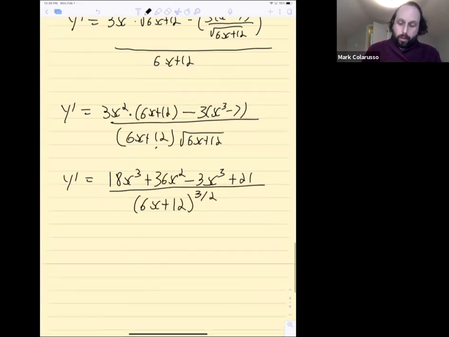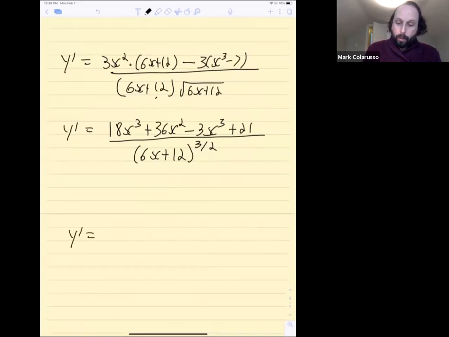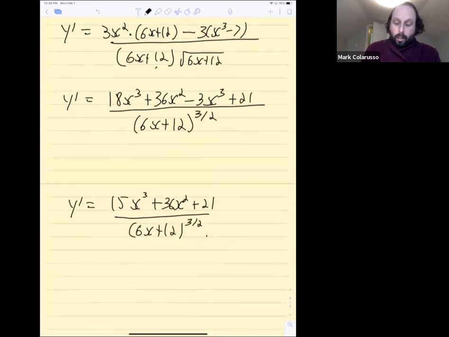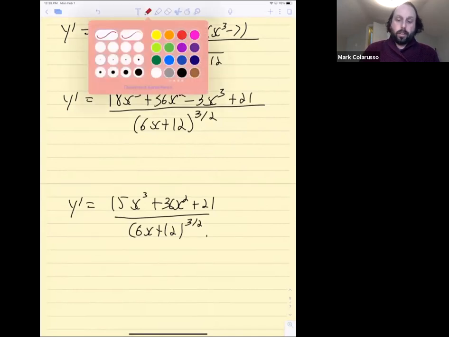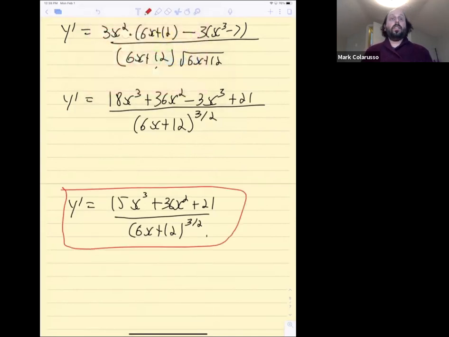And now we can clean up the numerator and we get y prime is 15x cubed plus 36x squared plus 21 divided by 6x plus 12 to the 3/2. And yeah, I would leave it like that for now. There is some factoring you can do, but it's not going to be that pleasant, I think. So let's leave it like that. That's as simple as we'll get.